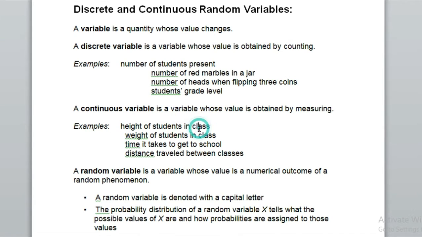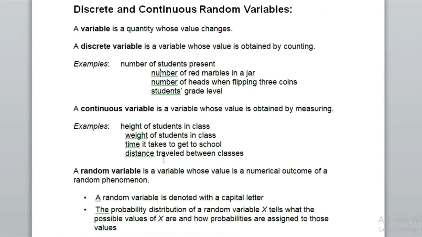Weight of a student in class. Time it takes to get to school. Distance traveled between classes. Distance, time, weight, and height are all measured, so these are continuous variables.